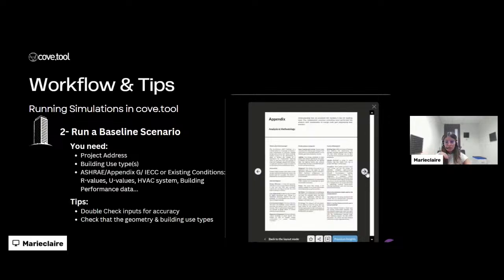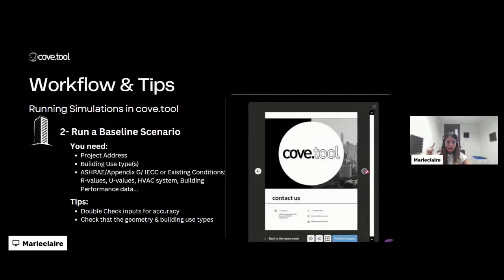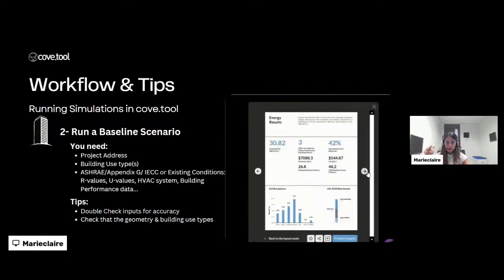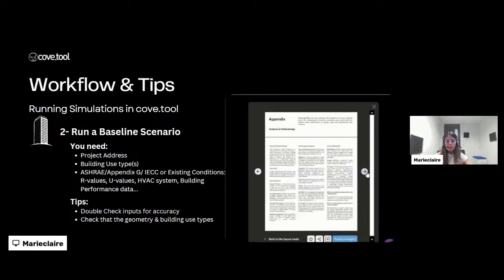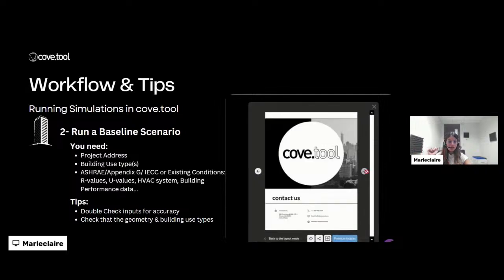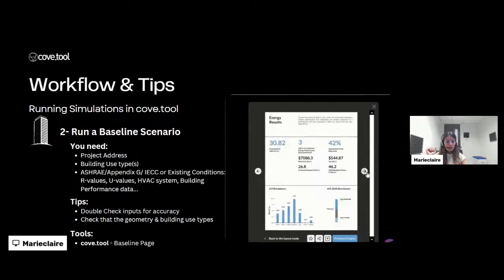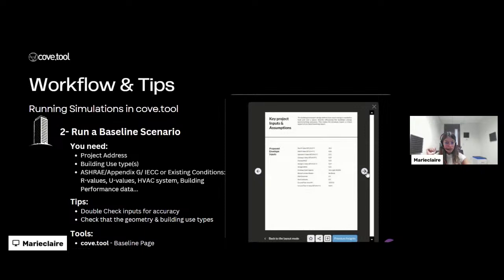So my tips, after just being sure of your energy code: double check any input for accuracy, involve the stakeholders, like any client that you are in contact with that is asking you for the net zero energy simulation, and check that the geometry is properly divided into the building use types, because the building use type will define also your schedules, and that will have an impact on your energy consumption. For this, you will utilize the baseline page.